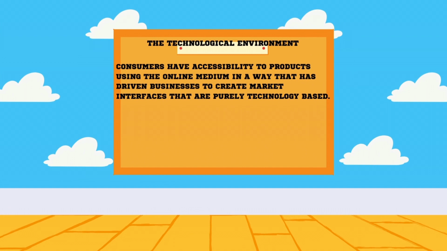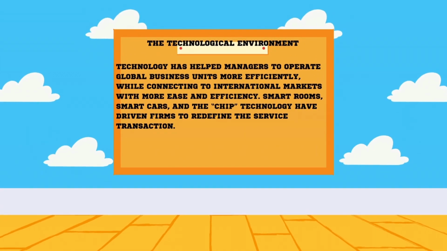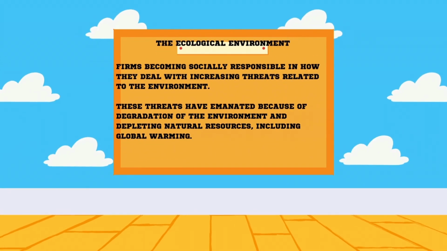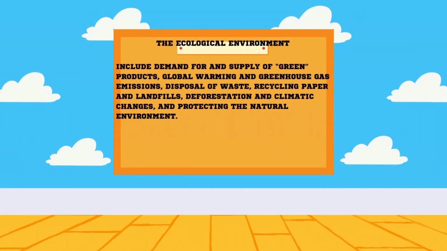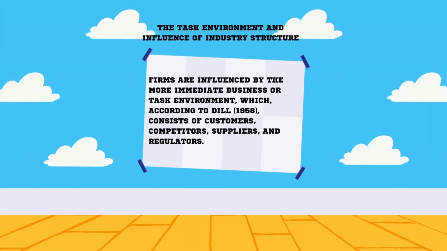One must also be always alert to the changes happening in the socio-cultural environment. Factors can easily shift. The product preference of a demographic can suddenly shift, and market demand for a product can suddenly change because of changes in trends and factors in the socio-cultural environment. The technological environment has helped managers to operate global business units more efficiently, and in the ecological environment, firms are becoming socially responsible in how they deal with increasing threats related to the environment. The environment has degraded and natural resources depleted, including issues with global warming.